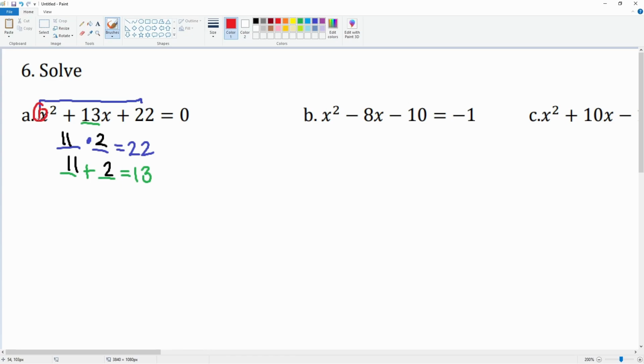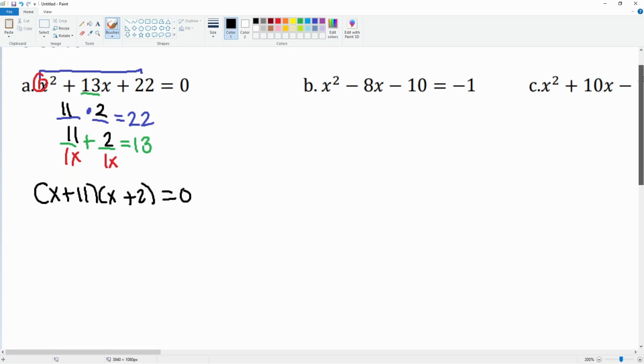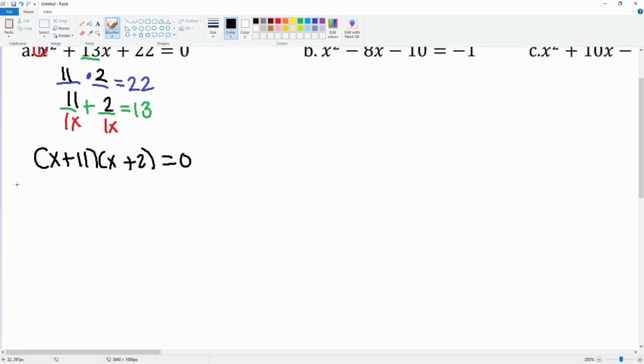Then we want to divide by that 1x. This does simplify to just x plus 11 and x plus 2 as my factors. We set those equal to 0. Now we set each term equal to 0 and solve. x plus 11 equals 0 and x plus 2 equals 0, and we now solve.